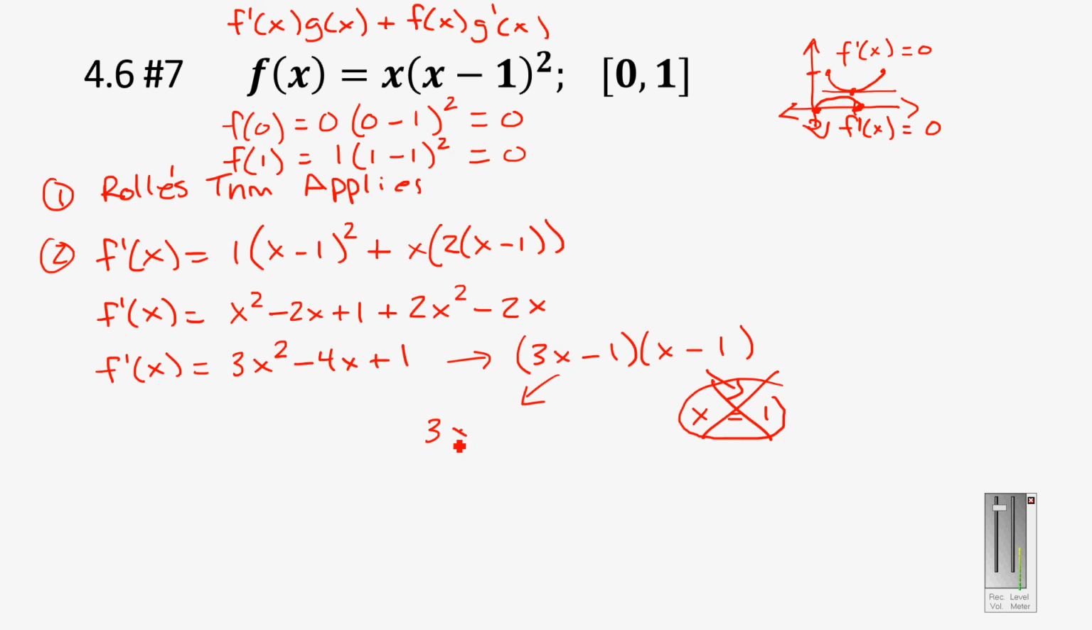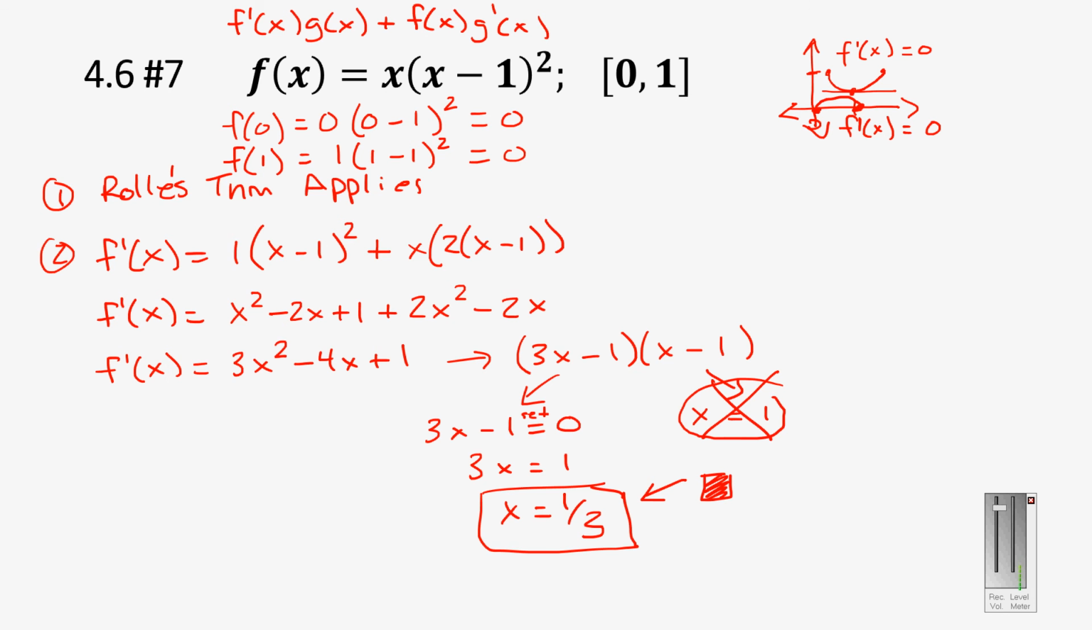So let's set 3x minus 1 equal to 0. And we get 3x equals 1, x equals 1/3. x equals 1/3 is in my solution set. We know the endpoints are 0, so this can't be my answer. Rolle's theorem guarantees there's something in between these two. x equals 1/3 looks like it's my answer.